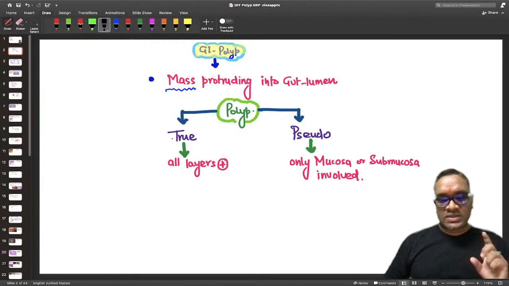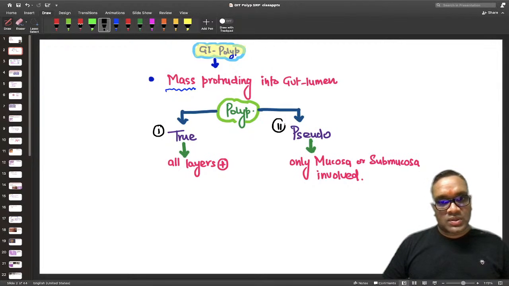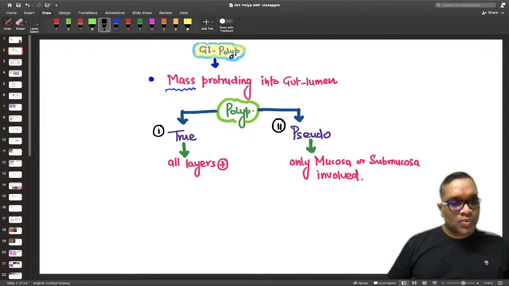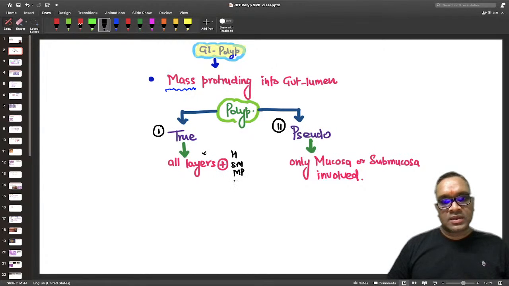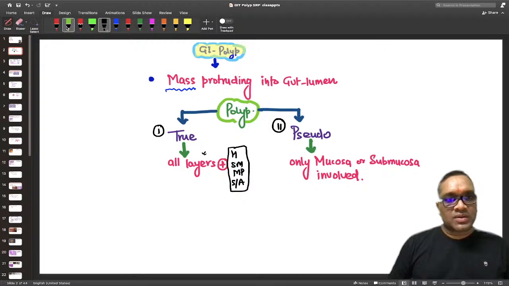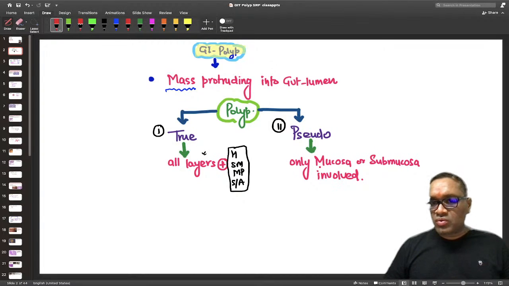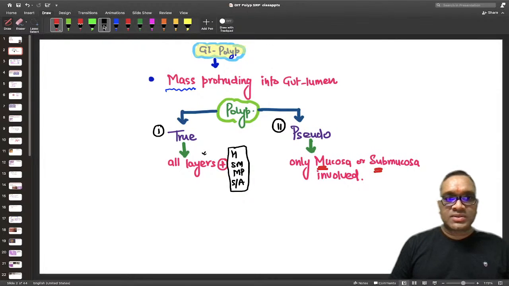Now we have to understand, a polyp can be true, and a polyp can be pseudo also. A true polyp will have all four layers. All four layers means mucosa, submucosa, muscularis propria, and then serosa or adventitia. So all four layers are present. So this will be a true polyp, right? But when you find only mucosa or submucosa, that will be called a pseudo polyp.